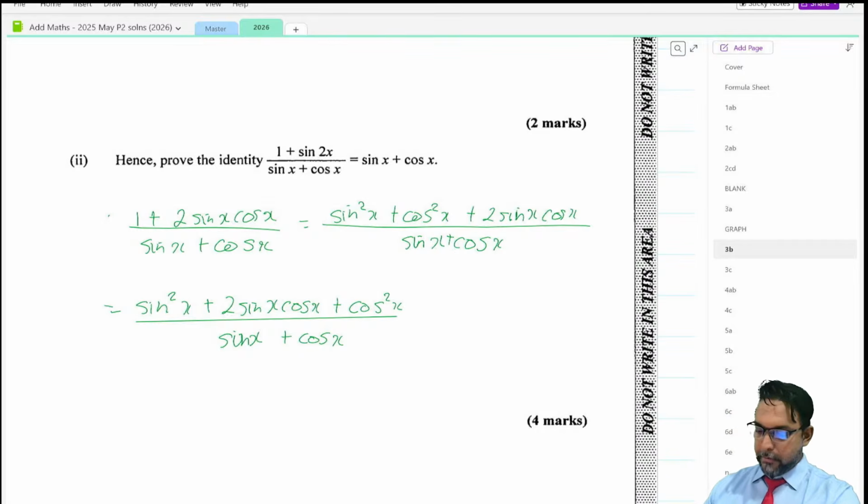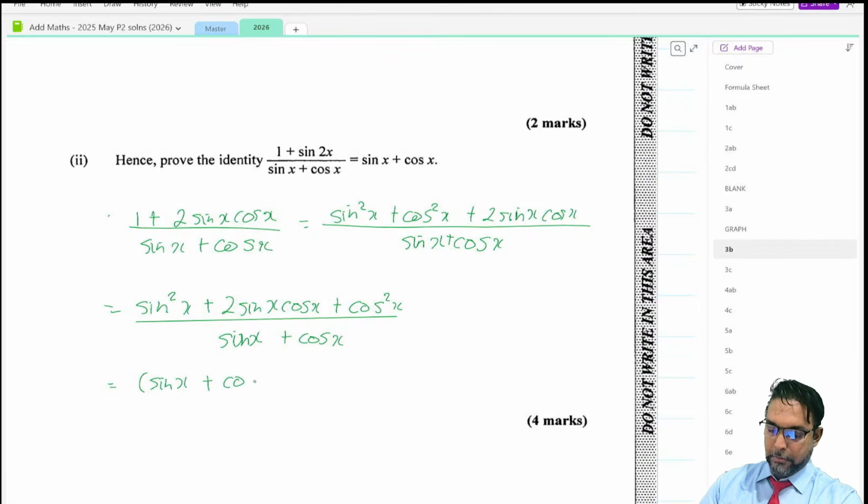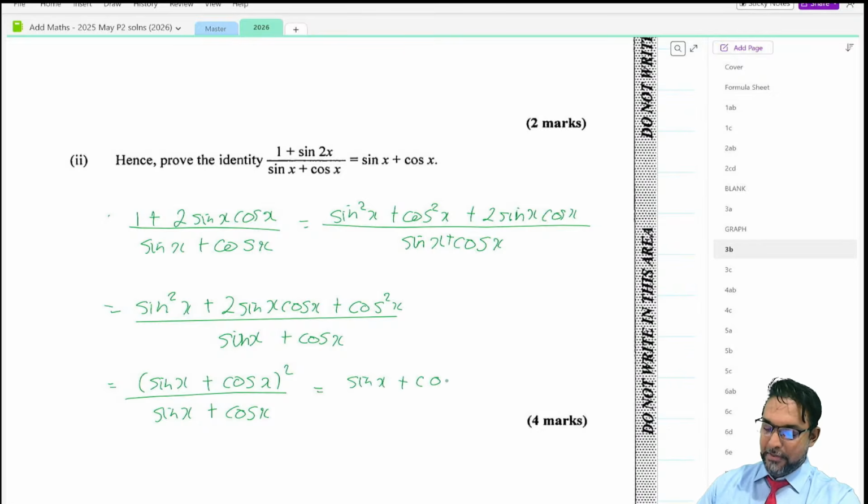Right. So your numerator becomes sine x plus cos x all squared. And that's over sine x plus cos x. Oh my gosh! Said in unison.